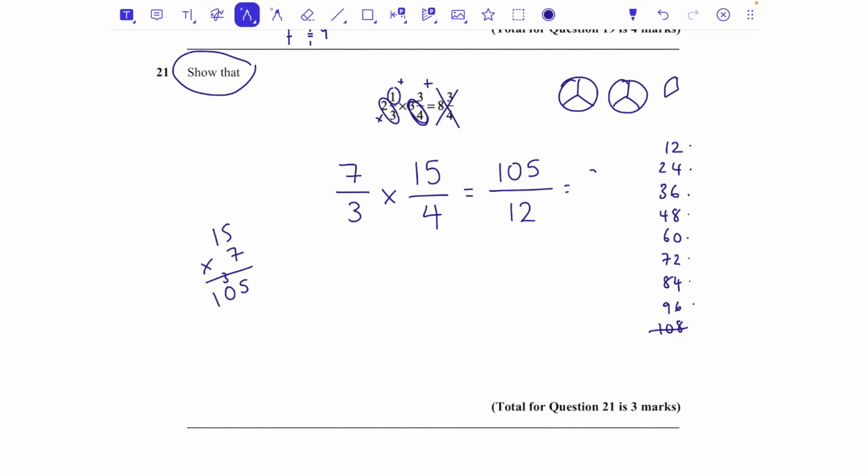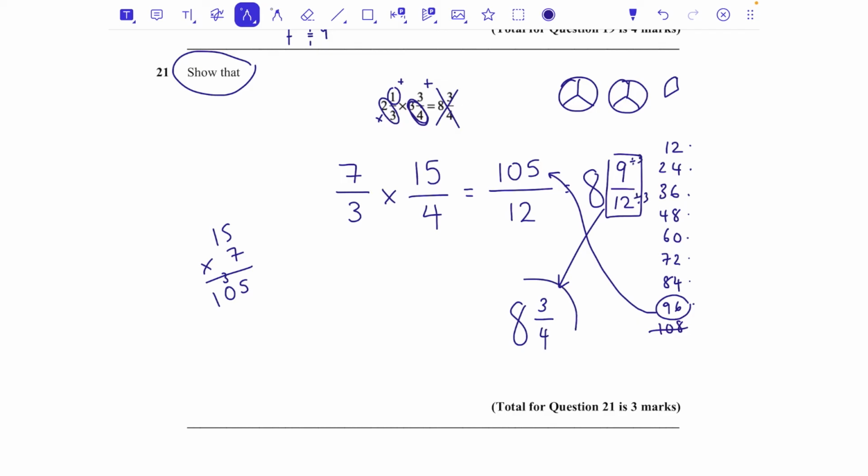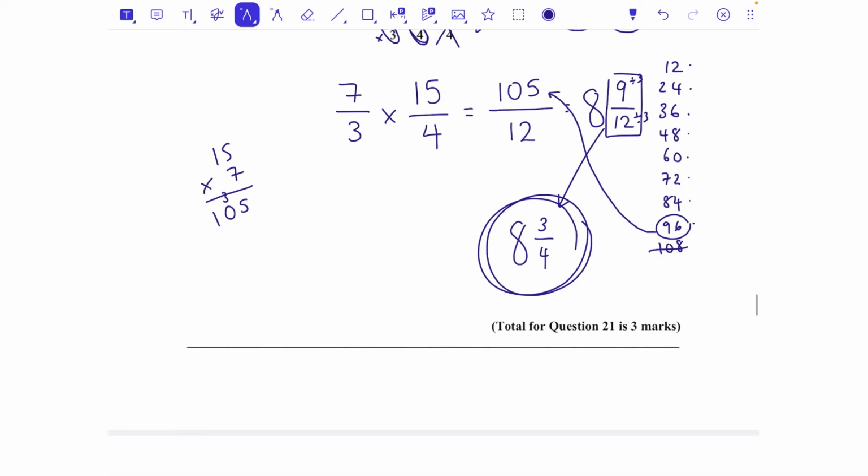So it goes in 8 whole times with 9 left over out of 12. I've got that 9 because I've gone from 96 up to 105, an extra 9. Now we're almost there, but this fraction does simplify, and so this becomes 8 3/4 because both these numbers are in the 3 times table. So we can simplify it down. There we go. We've shown that we get the same answer that they do, and that is 3 marks.